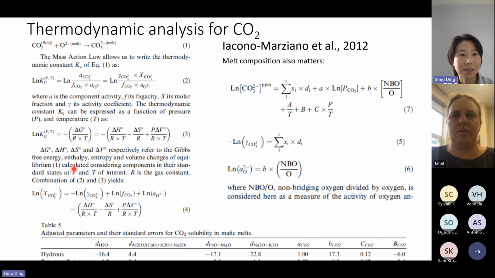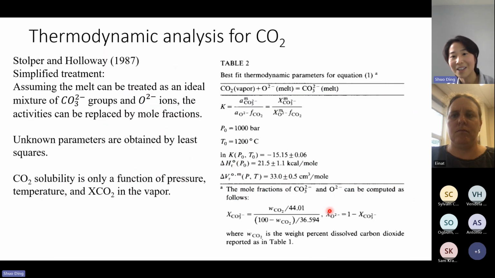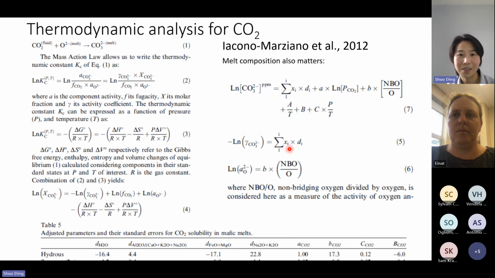Instead of assuming ideal mixing, so you don't have to deal with this gamma, which is the activity coefficient, here they say the activity coefficient is a function of different compositions in the magma. That's the case, right? Because the carbonate is one of the components in the whole silicate melt, and it's not ideal mixing. And here, instead of saying the activity of oxygen is just that, they basically assume the oxygen is whatever is not carbonate. So here it really dealt with it.